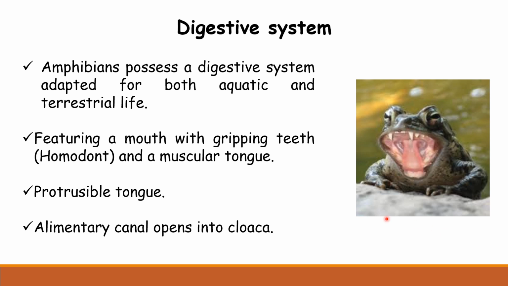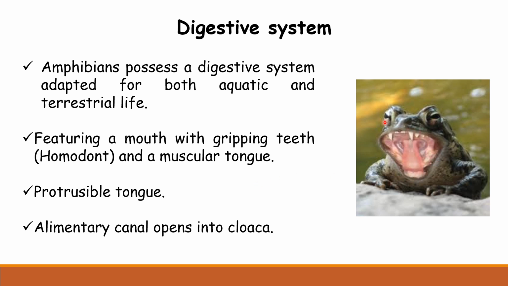Now about the digestive system. Amphibians possess a digestive system which is adapted for both aquatic as well as terrestrial modes of life. If we talk about the characteristics of the mouth they have.